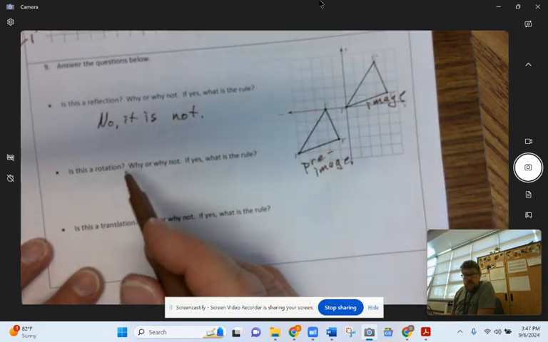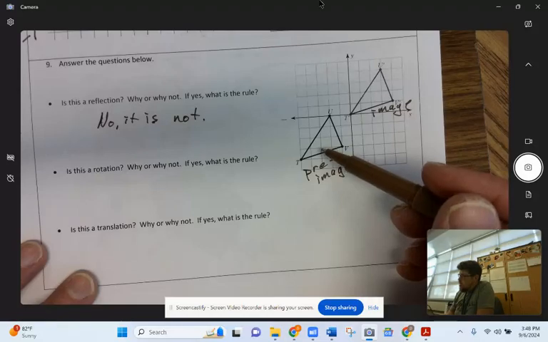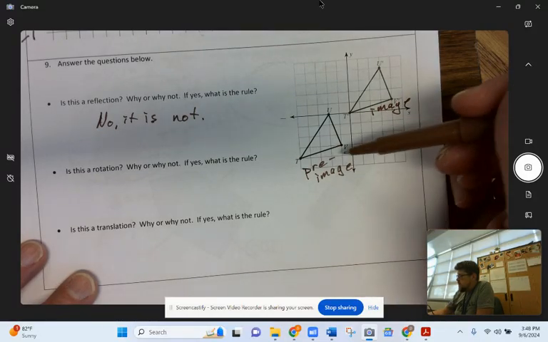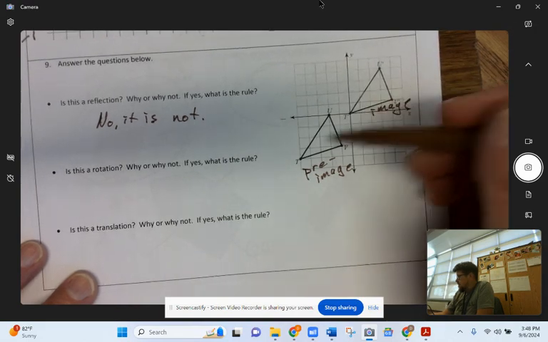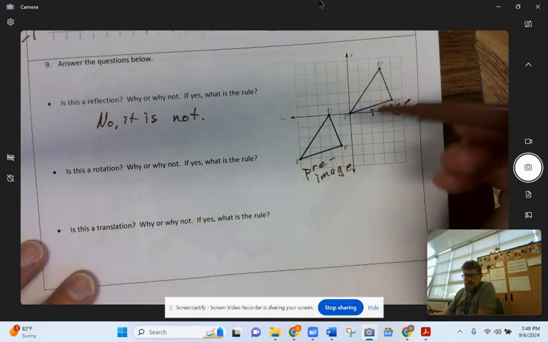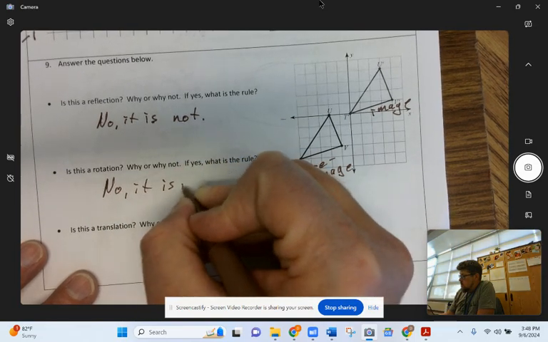Okay, is this a rotation? Why or why not? If so, what's the rule? Well, if it rotated, it would be, again, pointing in a different direction, right? So if I rotated it up, it would be basically pointing up rather than left, right? But they're both pointing in the same direction, so it can't be a rotation, okay? So no, it is not.